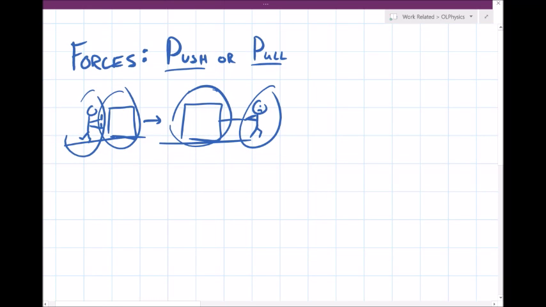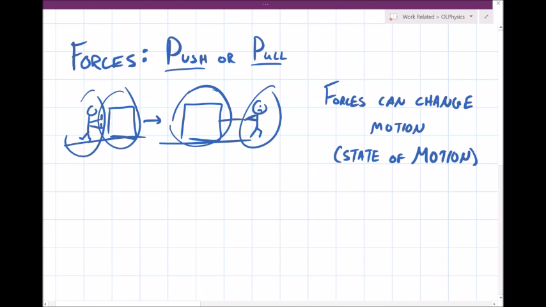Another thing about forces is that if you have enough of them, they can change motion. So forces can change motion. Something we might also use is the phrase state of motion. And all this really means is that if you have enough forces in one specific direction, you can cause something to change its state of motion.